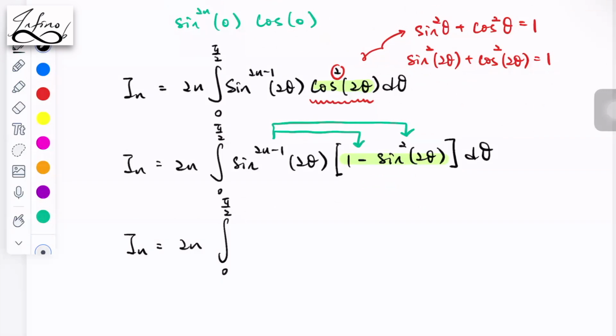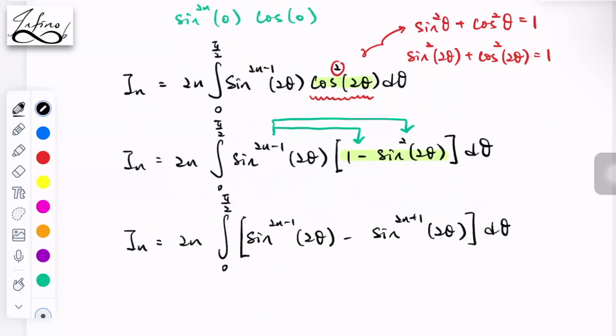I should have sine 2n minus 1, 2 theta, and then minus. So mental math, 2n minus 1 plus 2 is the power, right? So that means the power is sine 2n plus 1, 2 theta, square bracket, d theta.